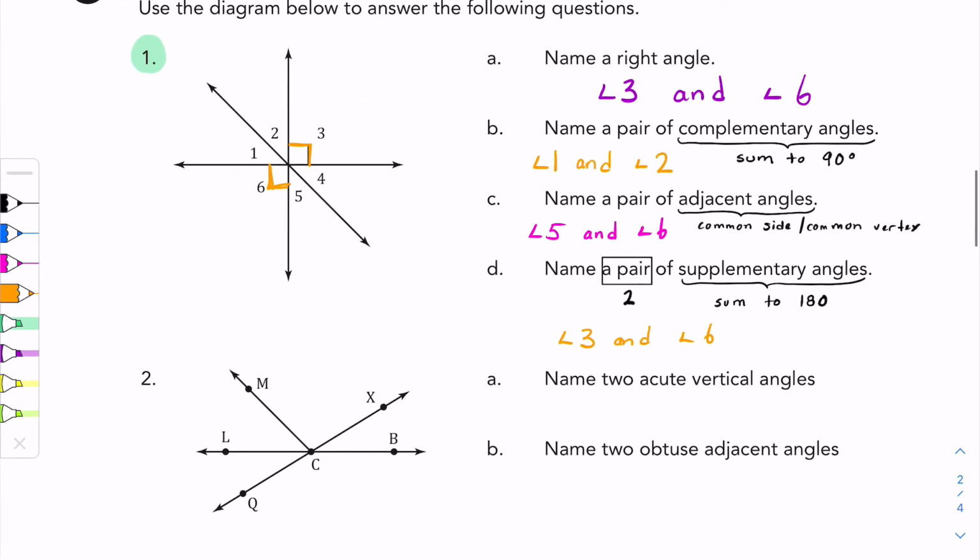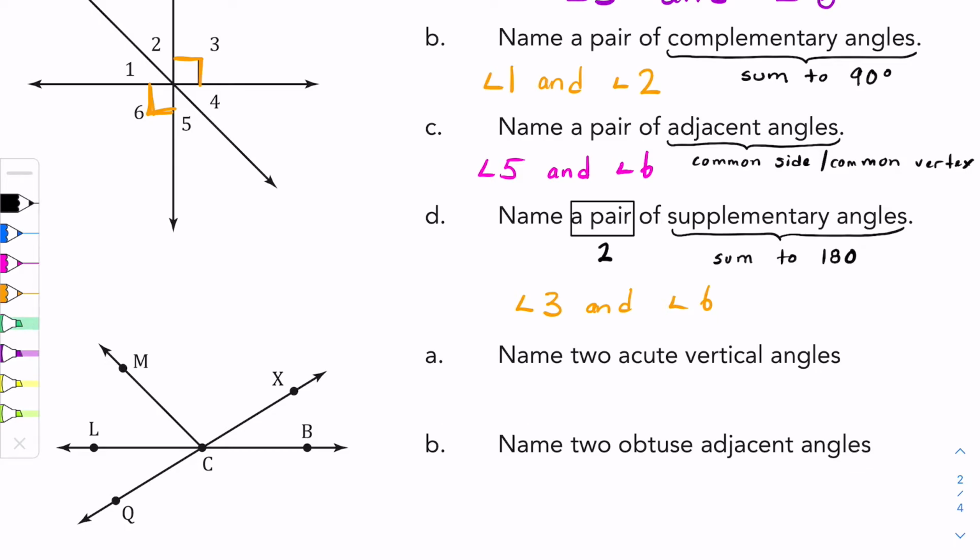Number 2 uses a different diagram. We're looking at this one here. We need to name two acute vertical angles. Acute means less than 90. And vertical angles are angles that are opposite each other by two intersecting lines. So you can think of vertical angles as looking like an X.